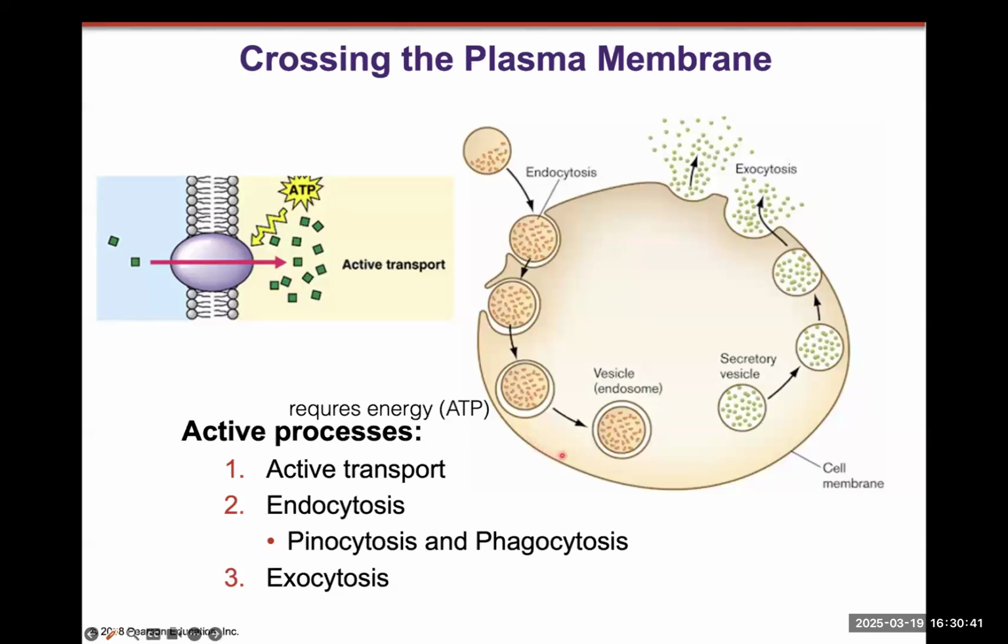Once it goes into the cell, it can be called a vesicle, and it gets digested. When it gets digested, it turns into waste product, and then that waste product needs to be excreted out. So they leave the cell. That's the opposite of endocytosis. That's called exocytosis.